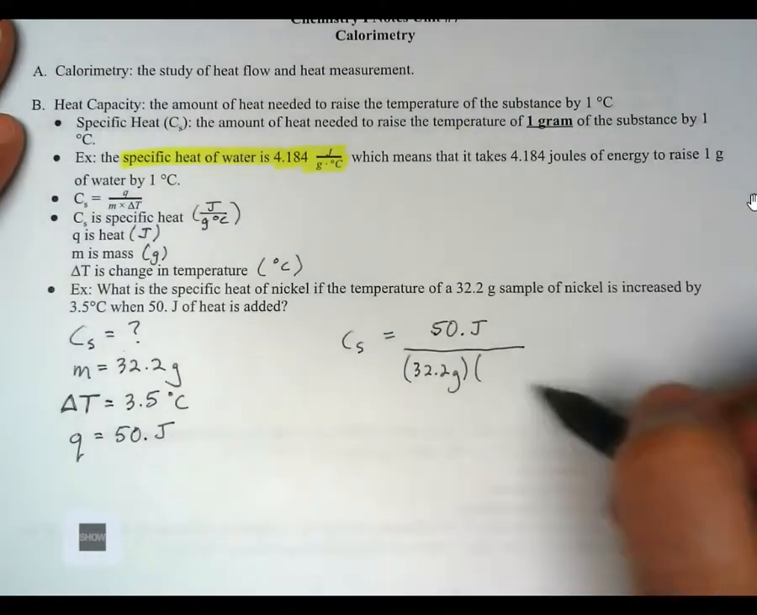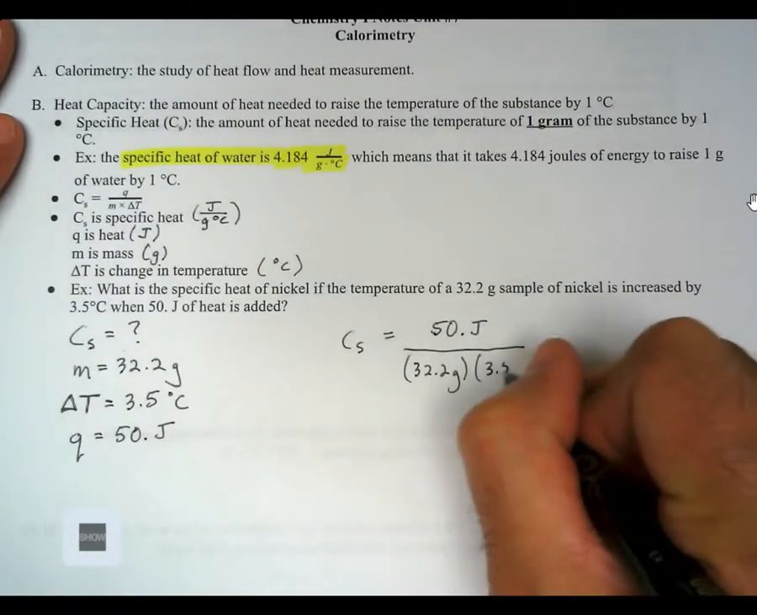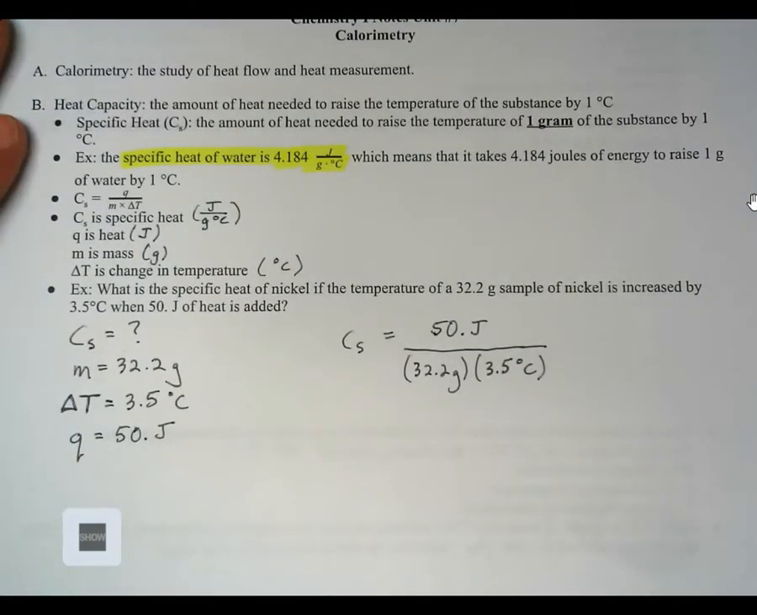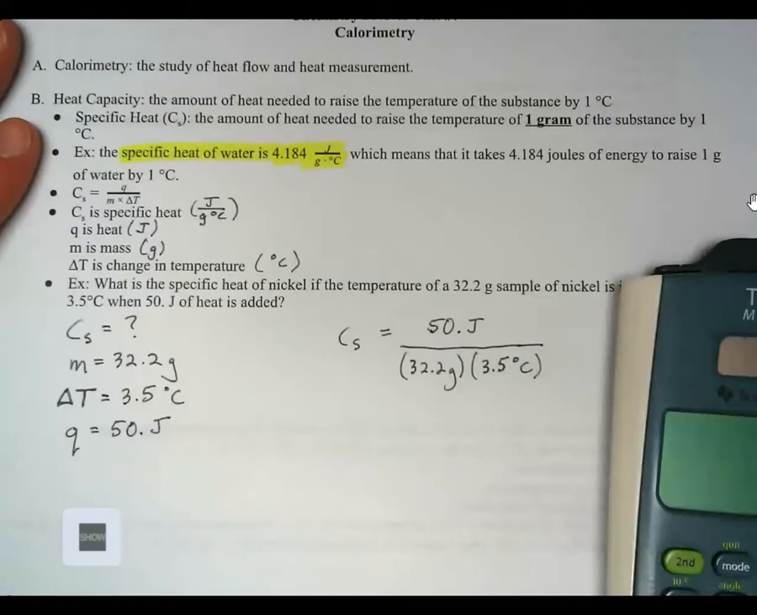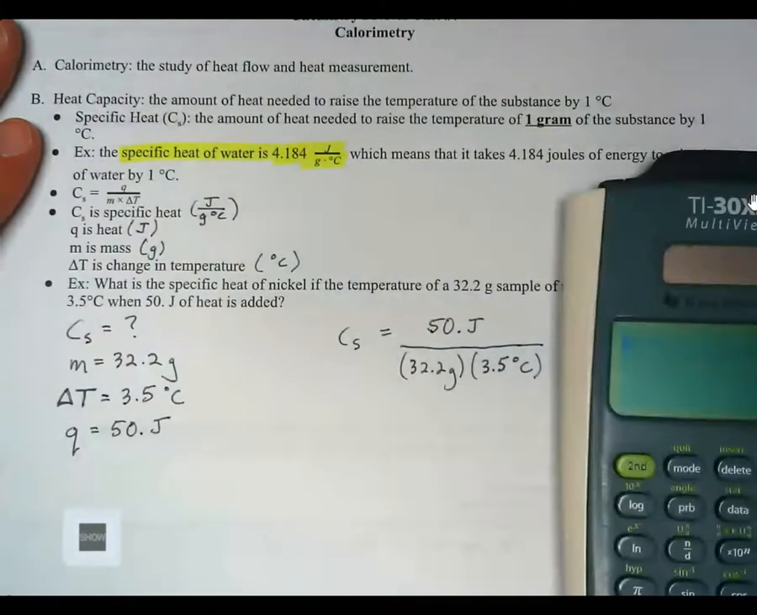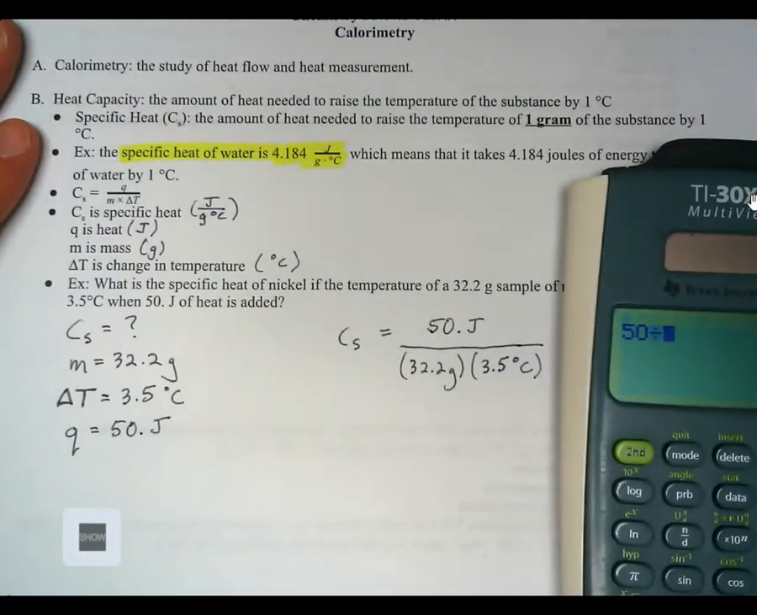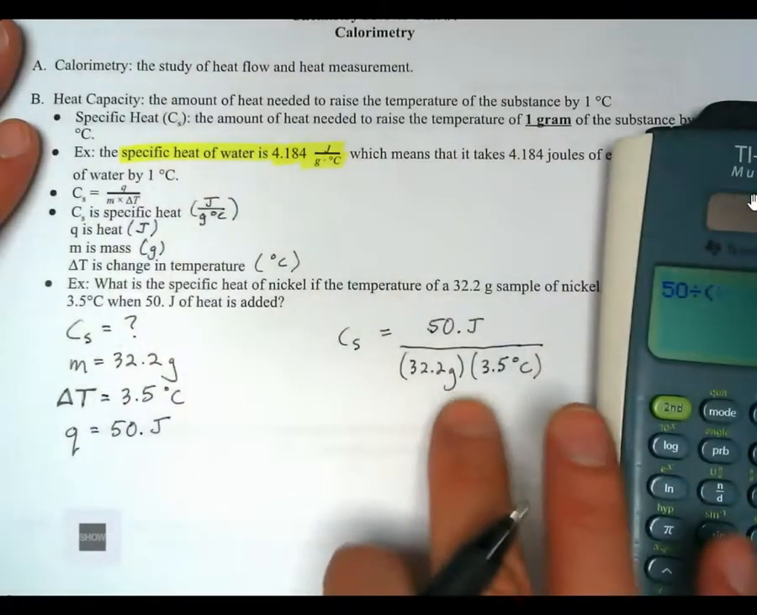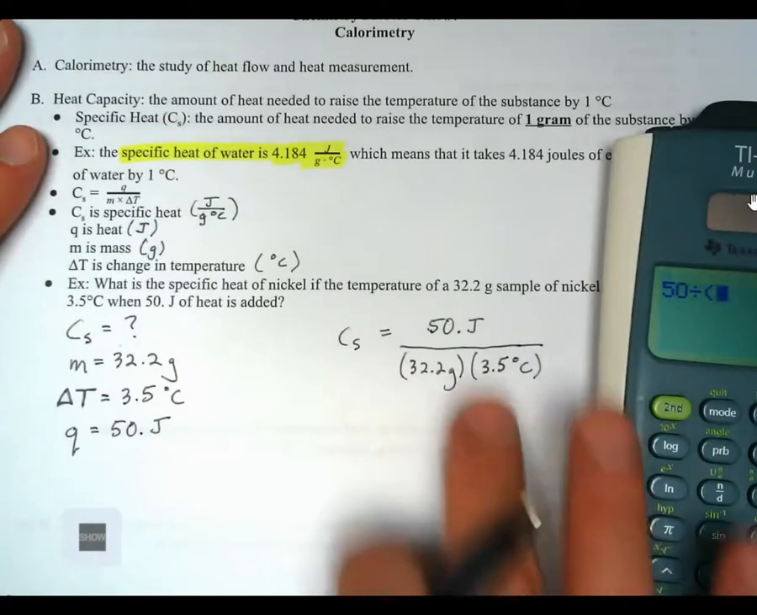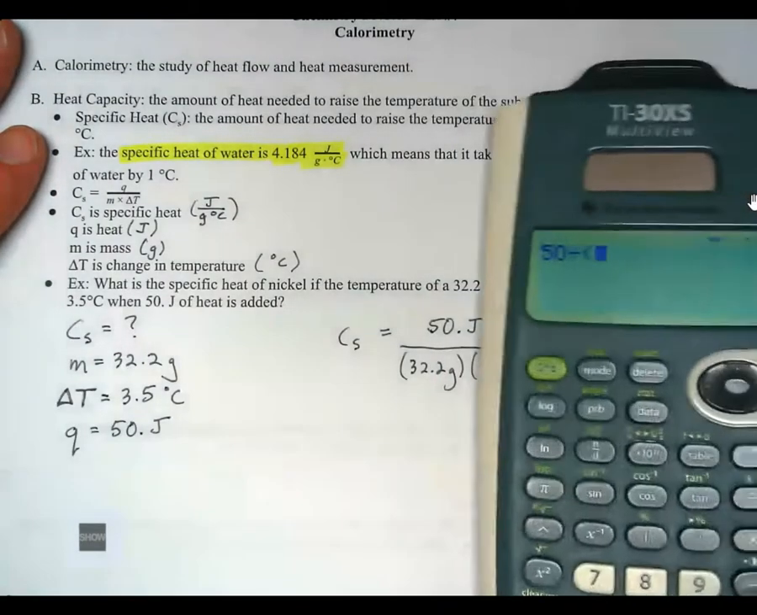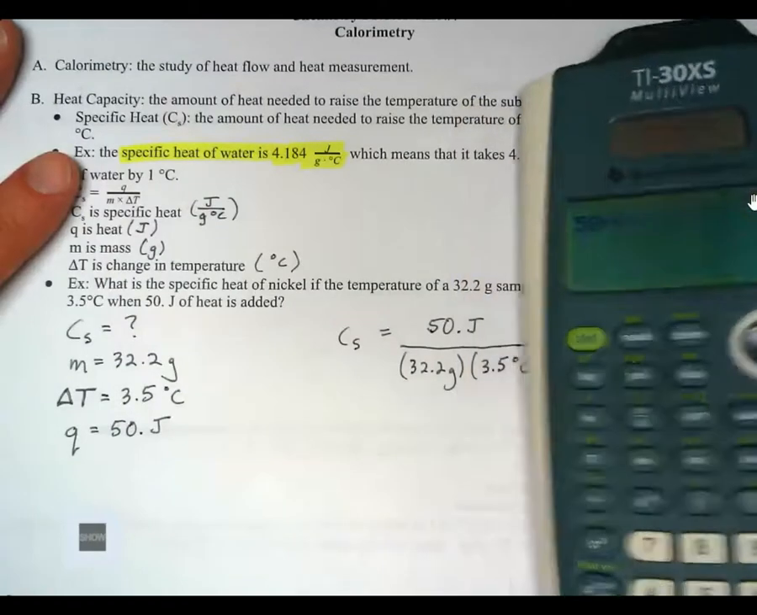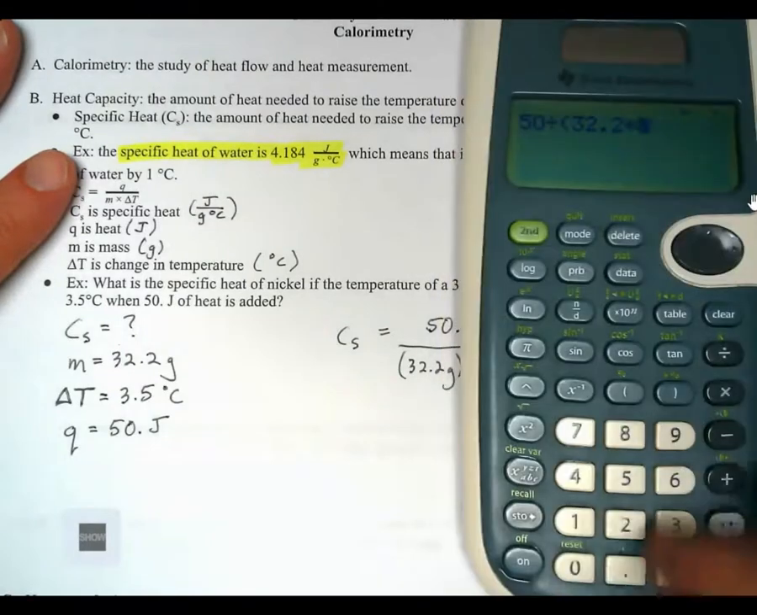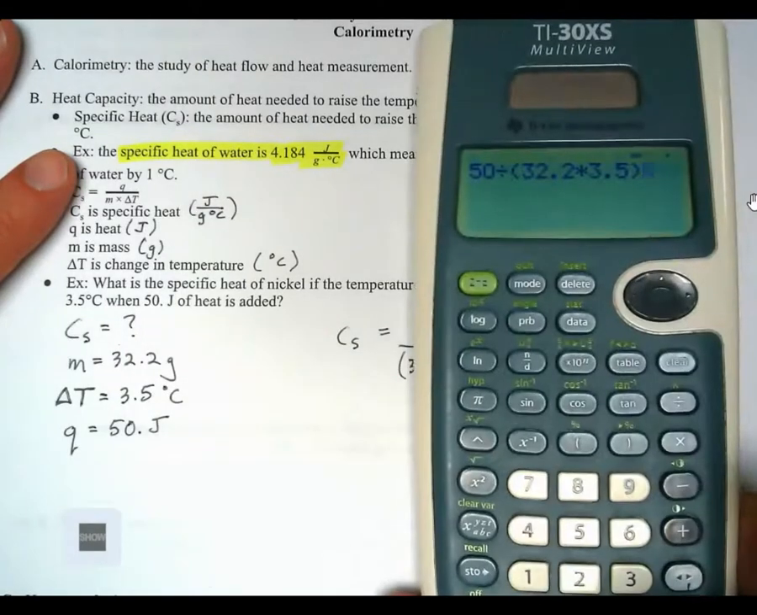So delta T down here would be 3.5 degrees Celsius. And then you just plug it in your calculator. Now, one thing to be careful of when it's set up like this is if you type it all in your calculator at once, make sure if you're multiplying these bottom two, either multiply them first and then divide, or if you do it all at once, put parentheses around it. Like 50 divided by parenthesis 32.2 times 3.5 and parentheses, something like that.